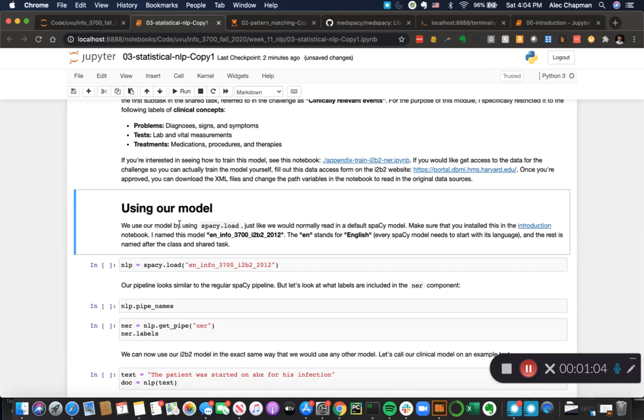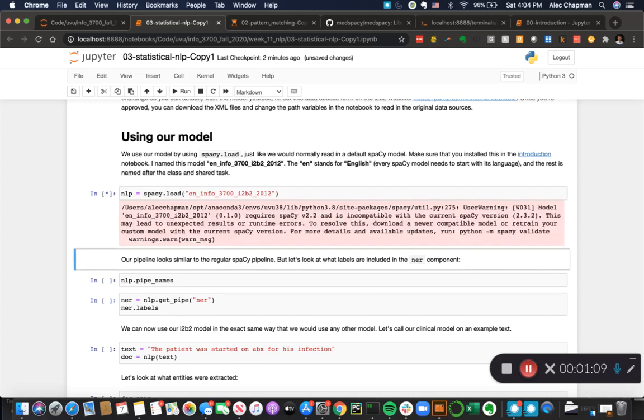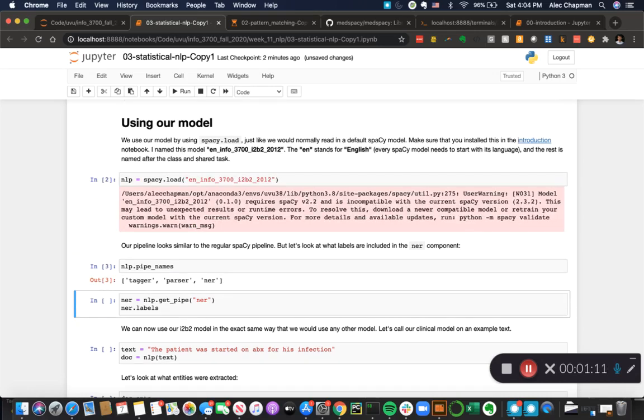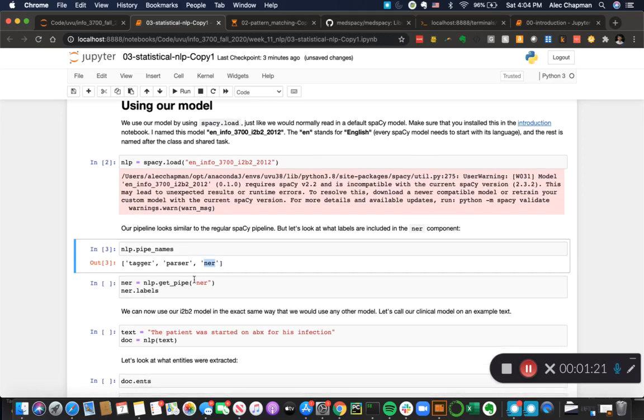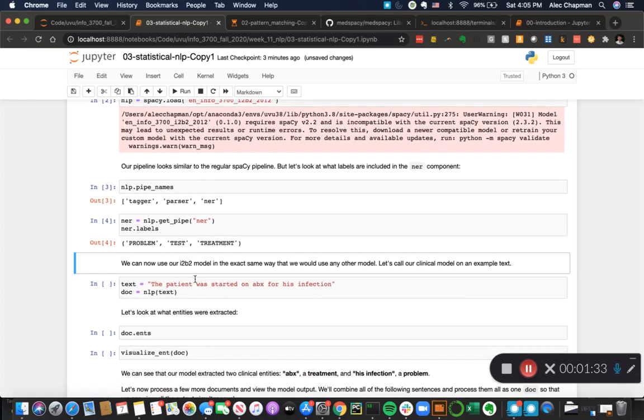So we downloaded this model in the introductory notebook, and we're going to load it by using spaCy to load it in here. And this looks pretty similar to a normal spaCy pipeline. So we've got a part of speech tagger, a dependency parser, and a named entity recognizer. But if we look at the NER component, this looks different from what we had in spaCy. So this is trained on the problem, treatment, and tests that we've been working with in the previous notebook. So now let's look at one of these clinical texts. This is an example of one of the sentences we saw in the last notebook, and let's see what our model does.